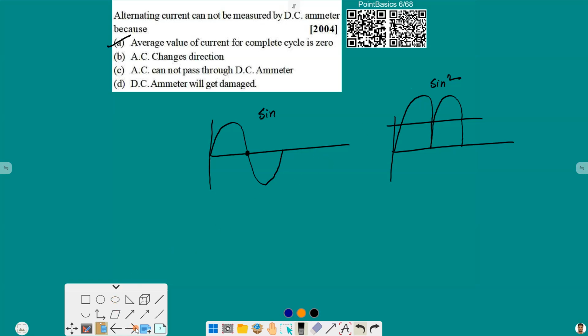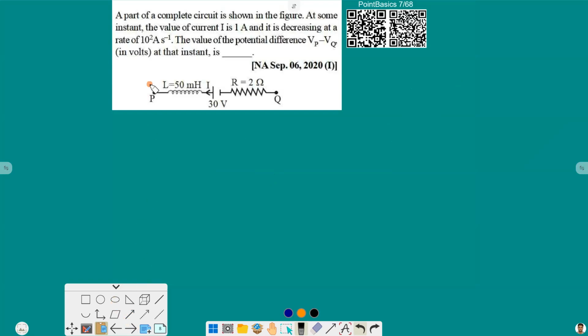Let's move to the next one. Now, a part of a complete circuit is shown in the figure here. At some instant the value of current is 1 ampere and it is decreasing at a rate of 10 raised to power 2 ampere per second. We have to find the potential between P and Q, and we can see that the direction of the current is from Q towards P.